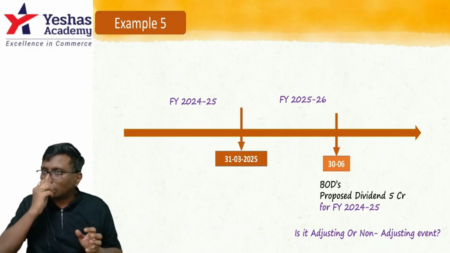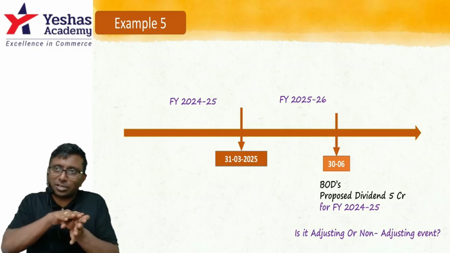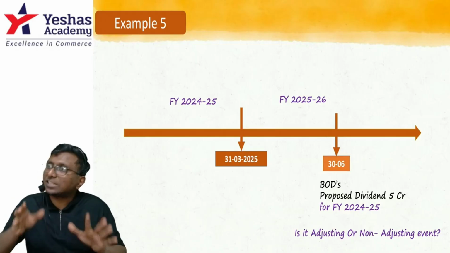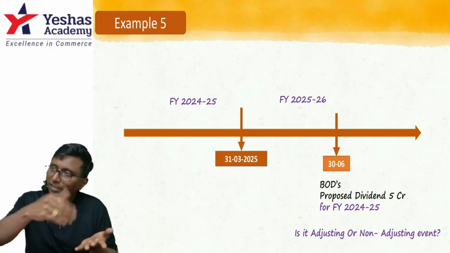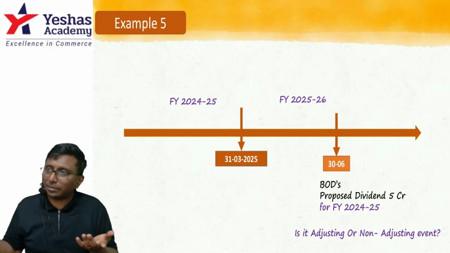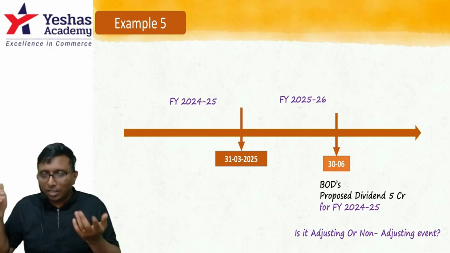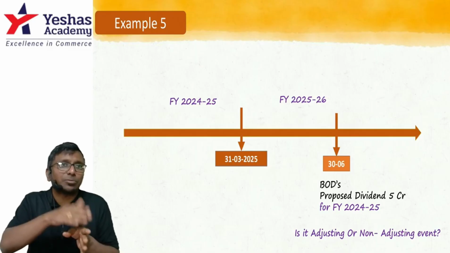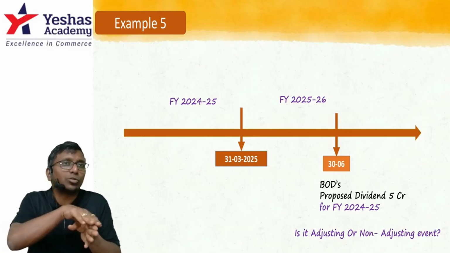Right? So I am not liable as on 31st March to pay this much dividend. Exactly. So no obligation as on 31st March. One way is right. It's a proposal. It is not an agreement. Correct? I hope you understood. Still, as on 31st March is the right thing you need to think.